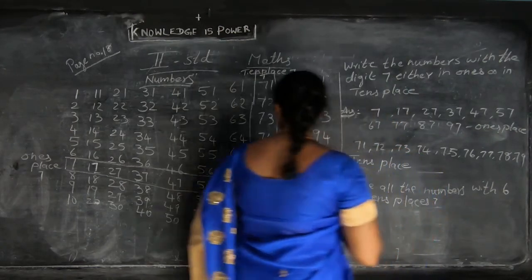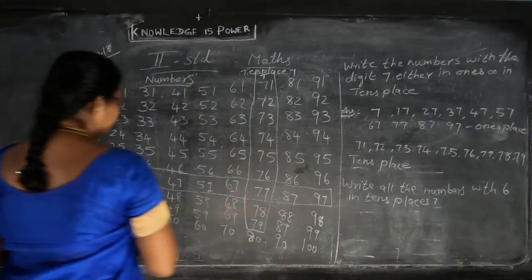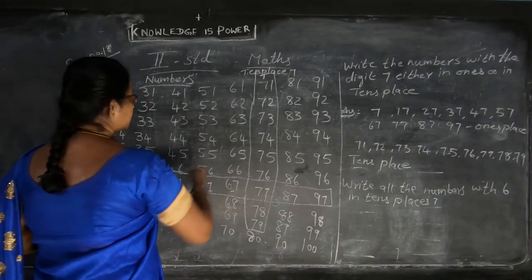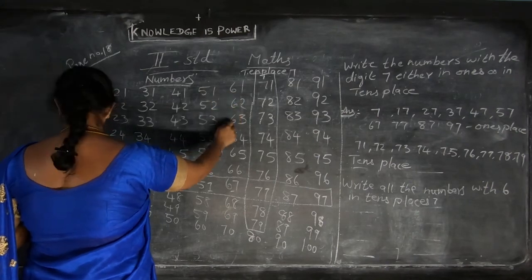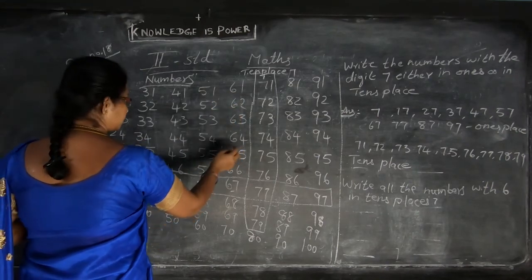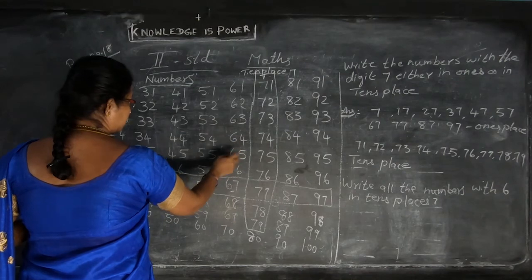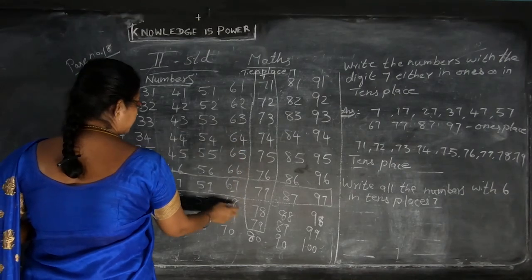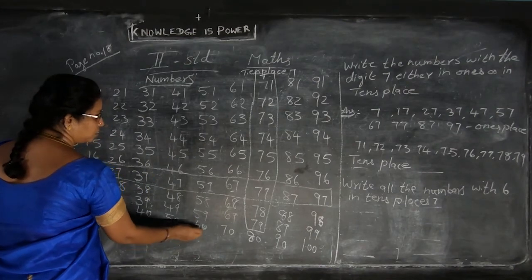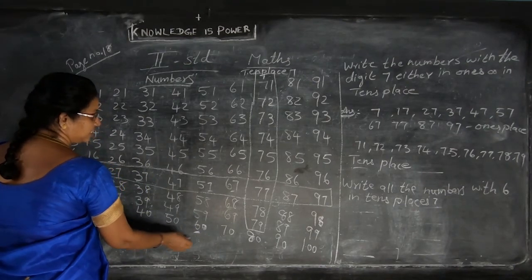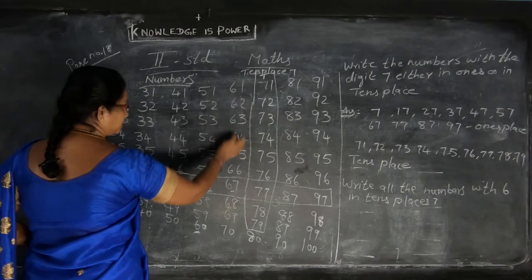See, in tens place where 6 is there? See here, 61, 62, 63, 64, 65, 66, 67, 68, 69, and here 60 is there. This one also, 60 is in tens place. Okay, this is tens place. This is all tens place.